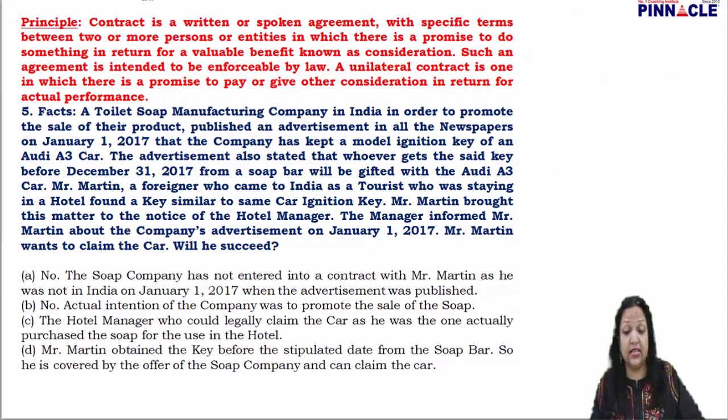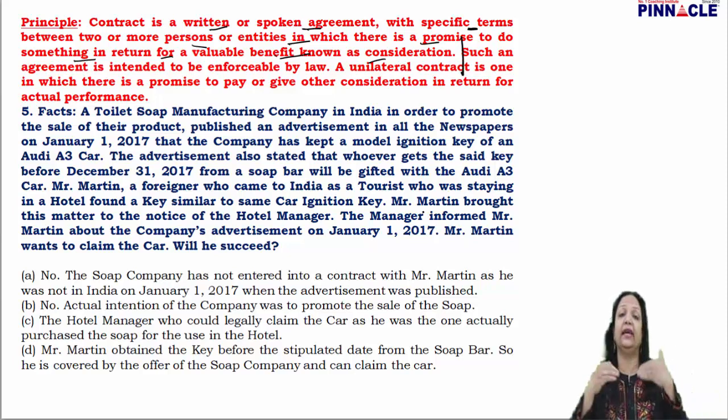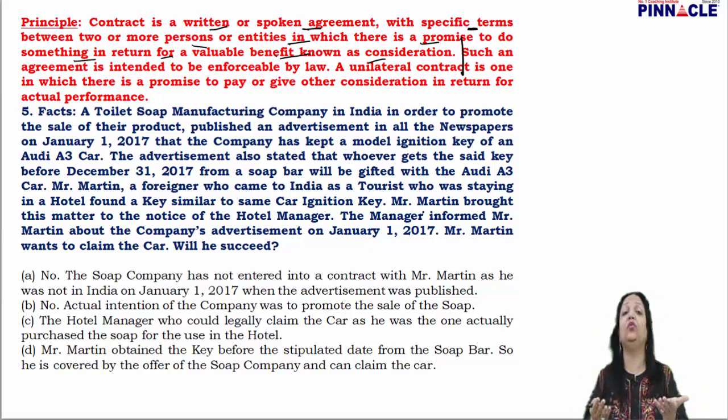Now, here it says, contract is a written or spoken agreement. What exactly is a contract? A contract is a written or spoken agreement with specific terms between two or more persons or entities in which there is a promise to do something in return for a valuable benefit known as consideration. What is going to happen in a contract? For example, if I am selling something, I am going to promise to deliver it, and you are going to give me money in return. Now, this is a contract.